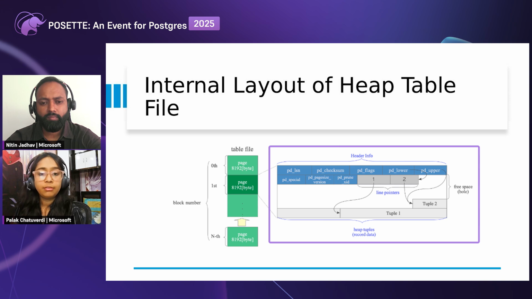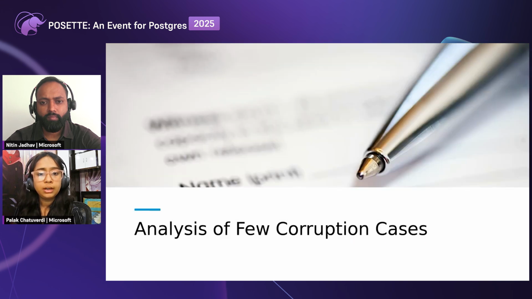Now we have learned where the corruption occurs. The page header consists of 24 bytes. Any of those bytes can be corrupted, or the line pointers can be corrupted, or random values inserted in the free space can cause corruption. So now we'll analyze a few corruption cases.